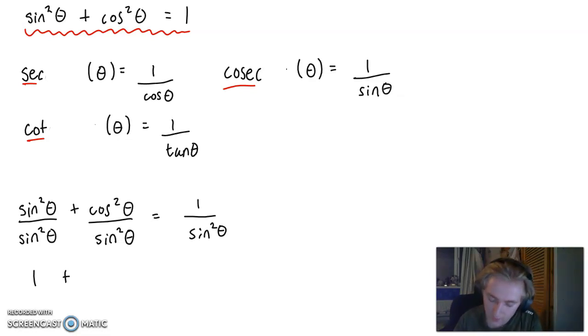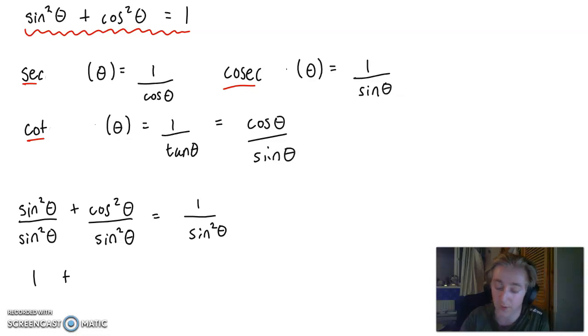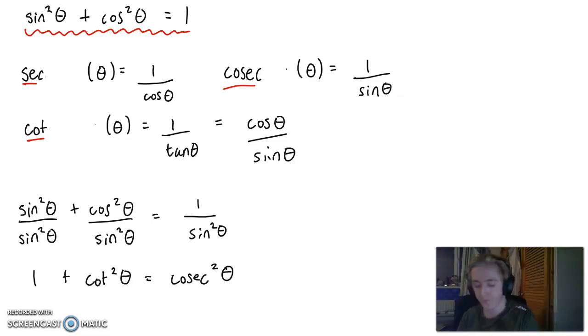If we look back, cot is 1 over tan theta, which is also equal to cosine theta divided by sine theta. So if you flip the tan upside down, that's what you would get. And so if we then square that, we'd get cosine squared theta divided by sine squared theta. So we have 1 add cot squared theta, which is equal to 1 divided by sine squared theta, and we said that is equal to cosec squared theta. So there's one equation linking two of them together.